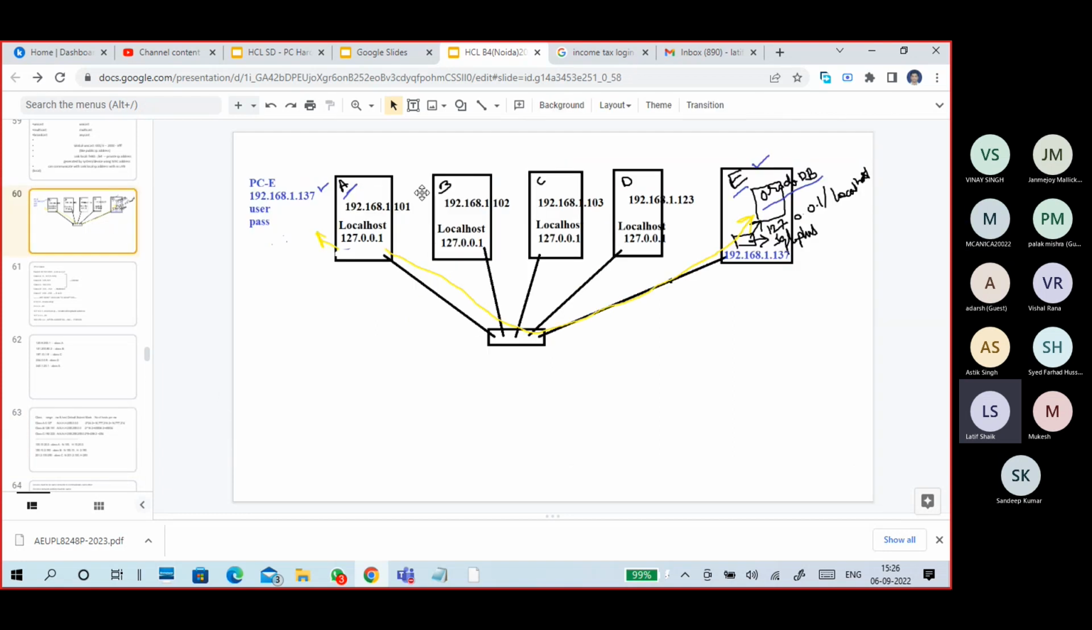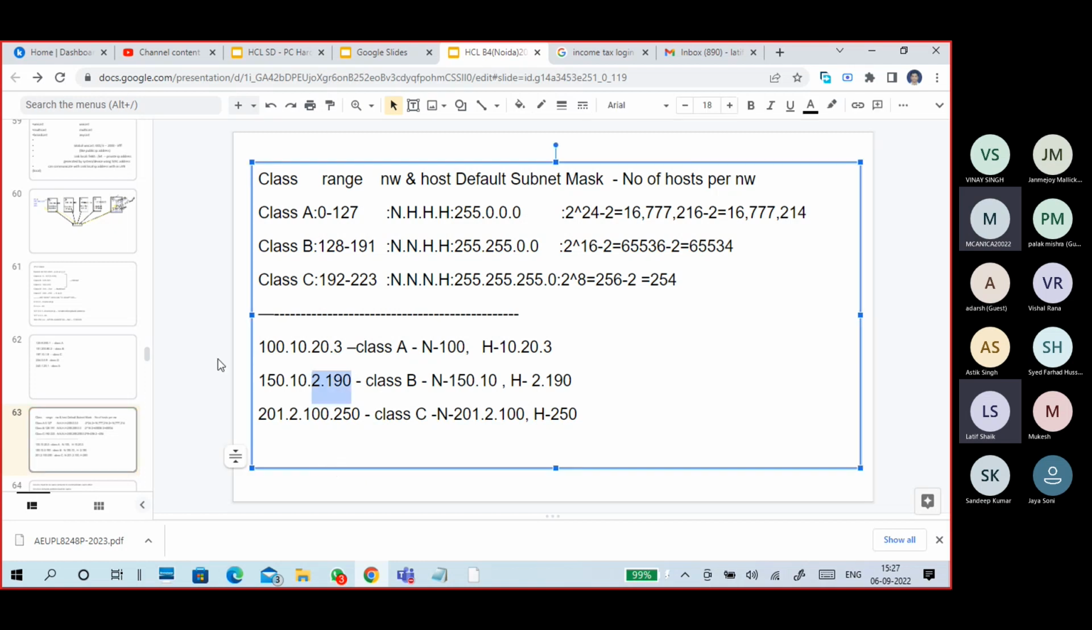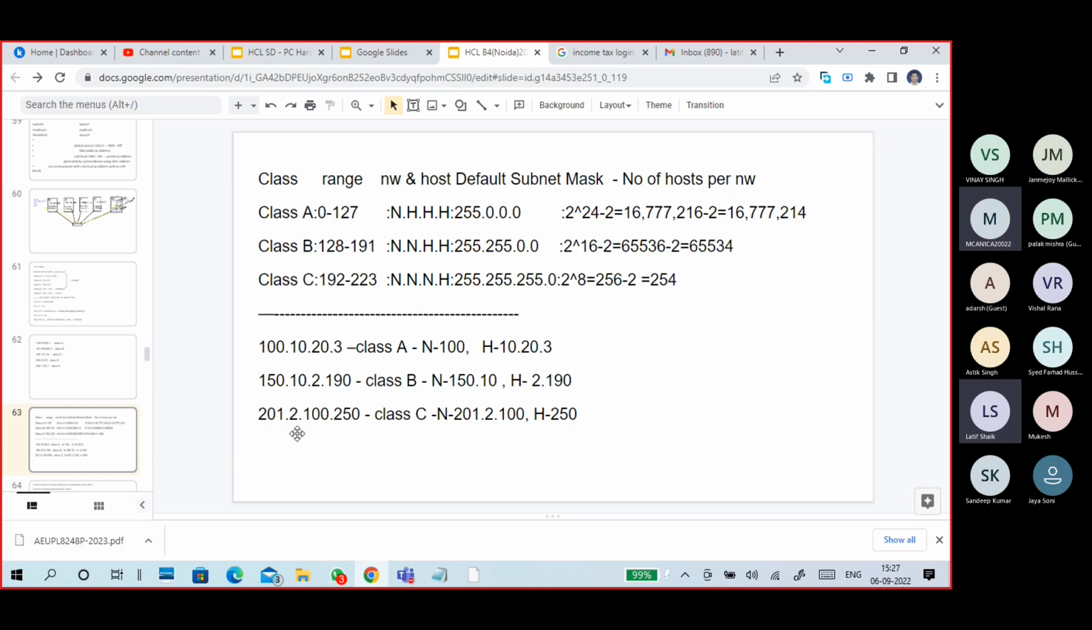For example, take 150.10. As I said, 150.10, 150.10, 150.10, 150.10, it means all are in the same network. The remaining two parts can be changeable. They should not be the same, but can be anything like 2.190, 2.191, 2.192, 2.193, 3.150, 3.4.3. Anything can be in these two portions, but they are in the same network. So the network portion must be the same.